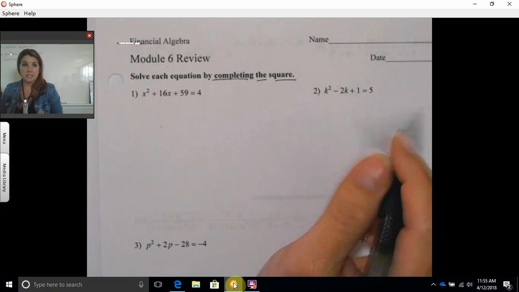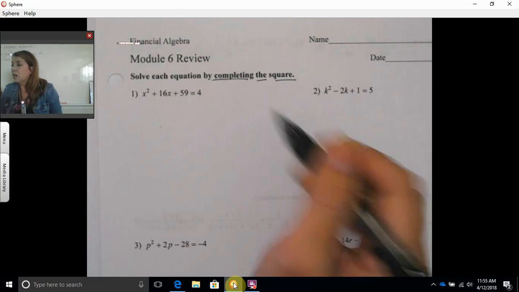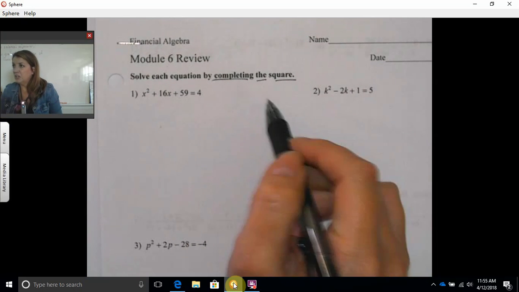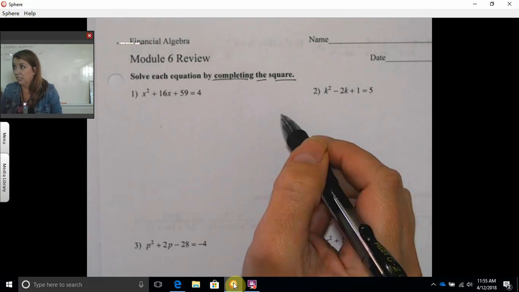On your test, some problems will be multiple choice, some won't. For the problems that aren't, where you have to show your work, if I say to solve by completing the square, you have to solve it by completing the square or you're not getting credit.